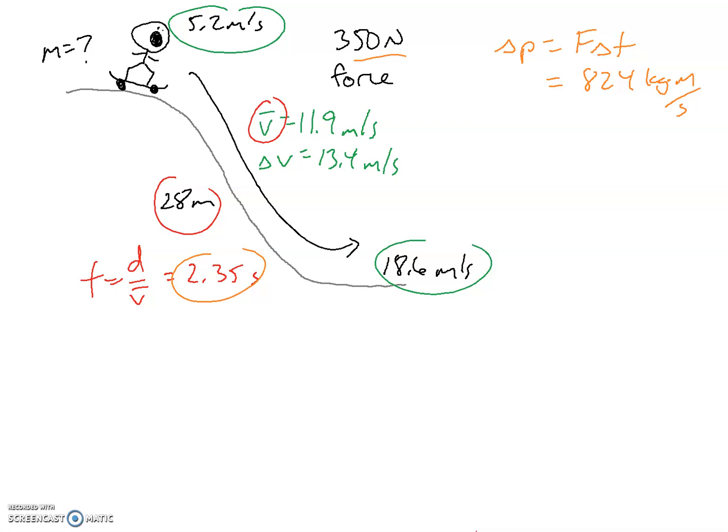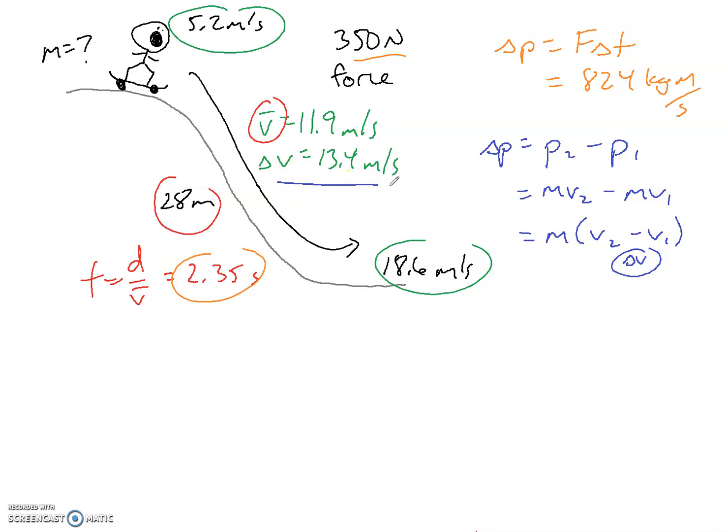So if I use that impulse idea, I know that impulse is also the difference between two momentums, which could be mv2 minus mv1. Now I can't solve for either one of these individually, and m is what I'm looking for. So what I can do is actually factor out the m, something like this. But v2 minus v1, that's just my change in v, which I had over here.